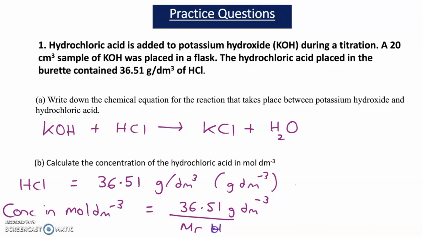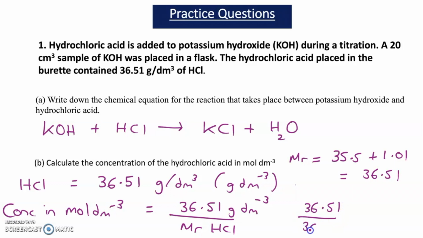So to work out the Mr of hydrochloric acid, we need the relative atomic mass of chlorine and the relative atomic mass of hydrogen. The relative atomic mass of chlorine is 35.5 and the relative atomic mass of hydrogen is 1.01. So that gives us an Mr value of 36.51 and a molar mass of 36.51. If we divide 36.51 grams per decimeter cubed by the Mr of 36.51, we get a concentration of 1 mole per decimeter cubed, and that is the concentration of hydrochloric acid in our titration.